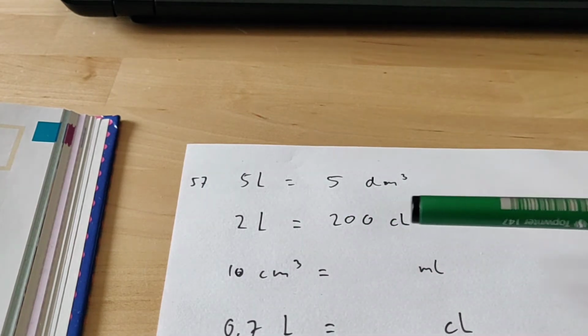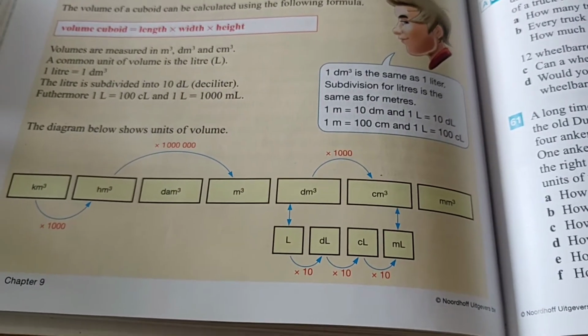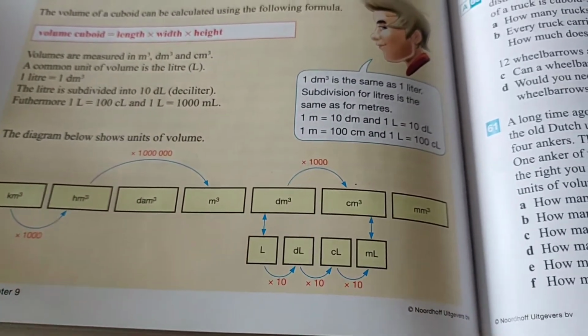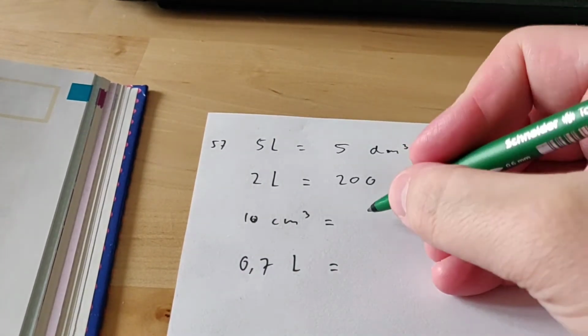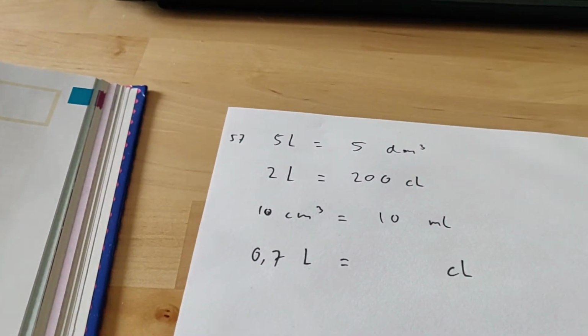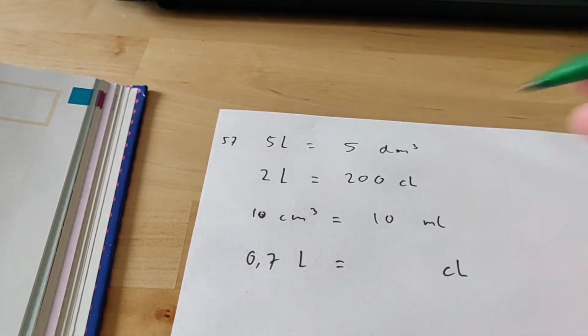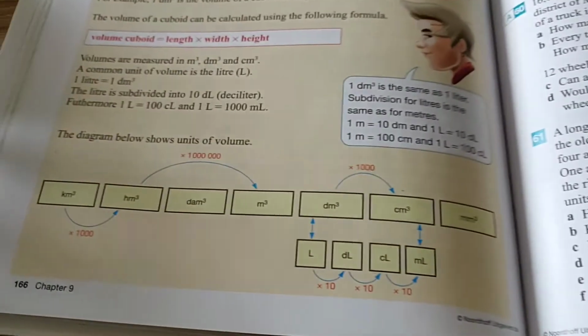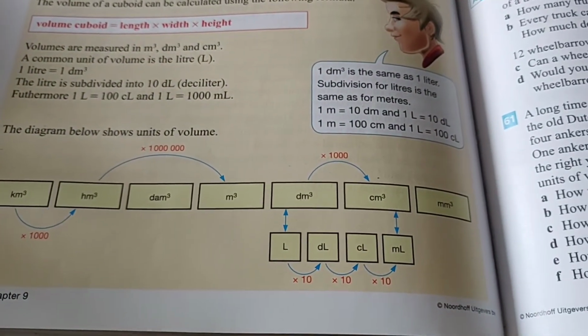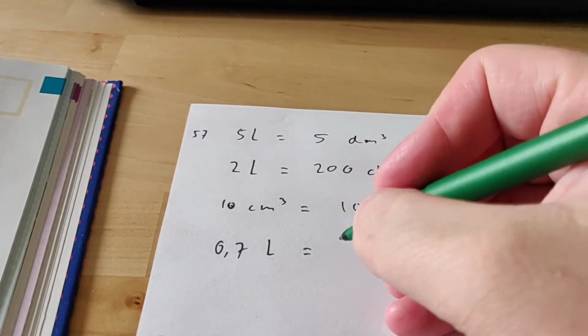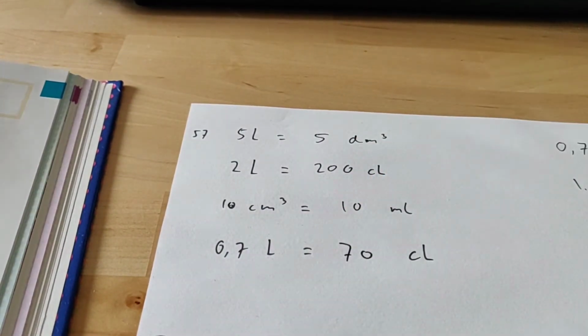Here we're going to go from cubic centimeters to milliliters, so that is also the same, because you can see that there goes a line straight up, and nothing changes. So 10 cubic centimeters is 10 milliliters. And then here we need to say how many centiliters 0.7 liters is. So we go from liters to centiliters. That's 2 steps, so times 100. So we get 70 over here.